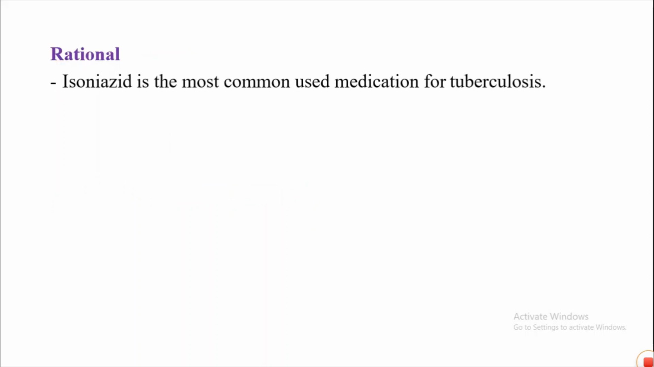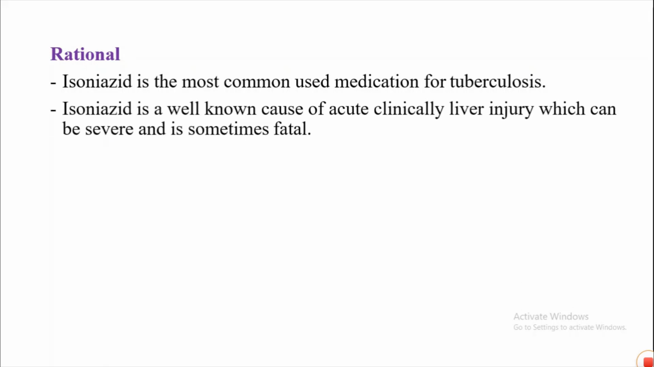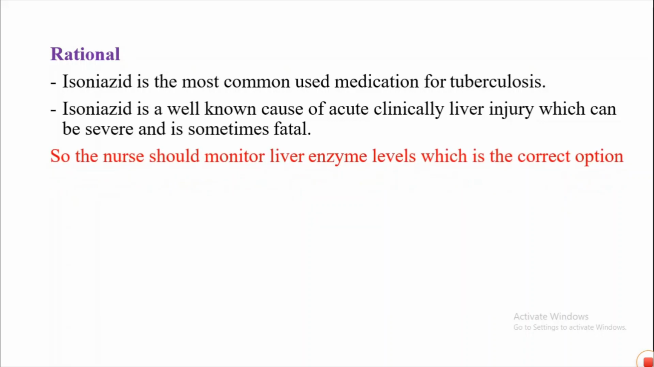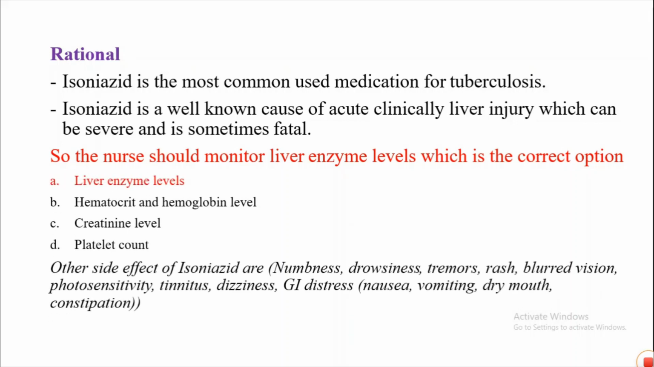Isoniazid is the most commonly used medication for tuberculosis. Isoniazid is a well-known cause of acute clinical liver injury, which can be severe and is sometimes fatal. So the nurse should monitor liver enzyme levels, which is the correct option. Other side effects of isoniazid are numbness, drowsiness, tremors, rash, blurred vision, photosensitivity, tinnitus, dizziness, GI distress such as nausea, vomiting, dry mouth, and constipation.